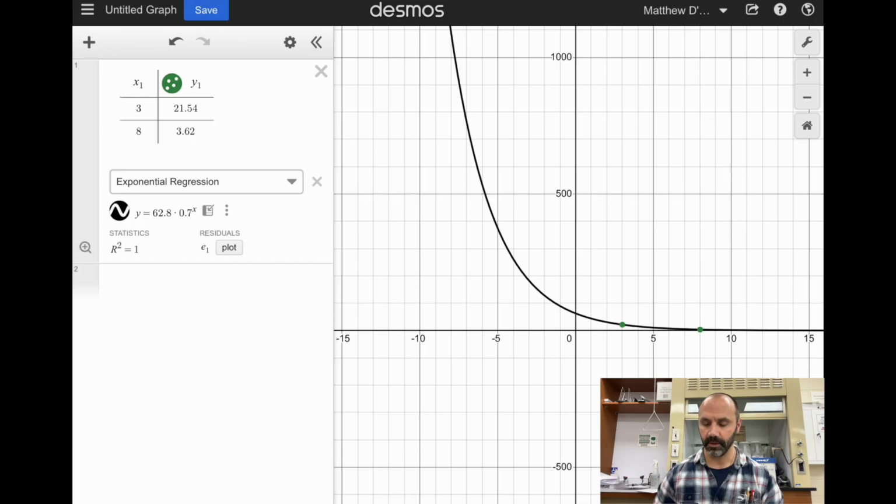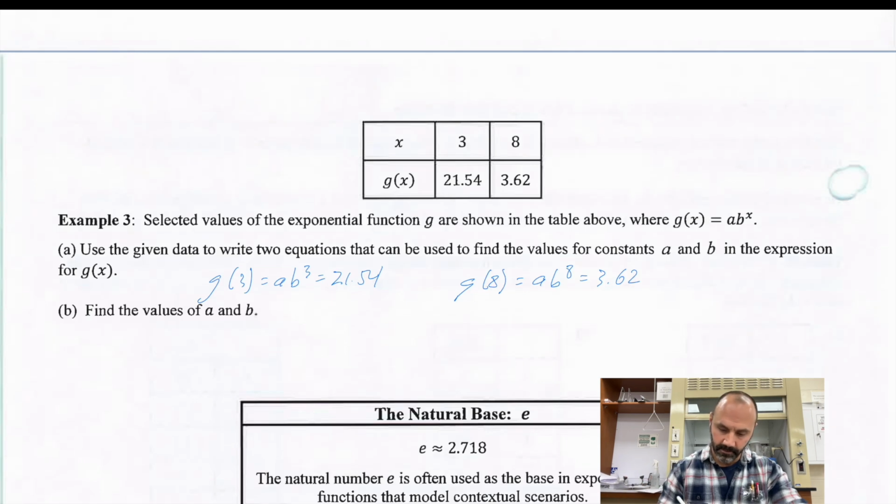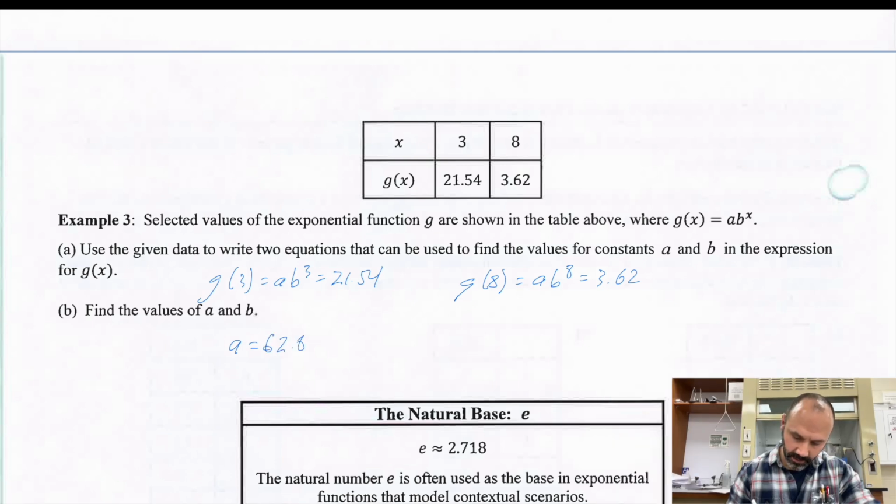Here's our regression model, and you can see it's already in exponential regression. All I did was go back to the other table and put in the new values, and the exponential regression is already there. So I can see that my value for a is 62.8, and my value for b, the common ratio, is 0.7. The base is 0.7. So a, the initial value, was 62.8, and b was 0.7.